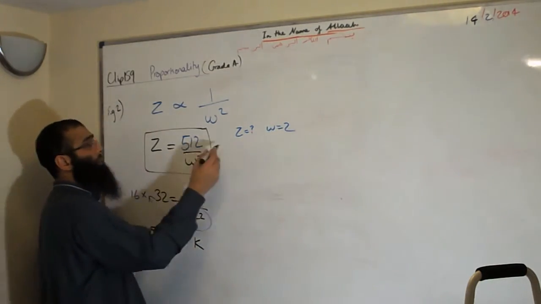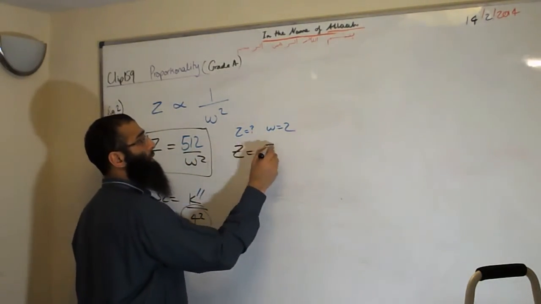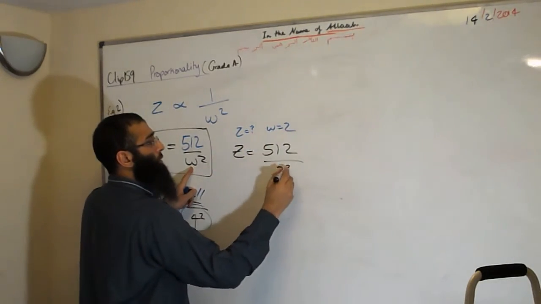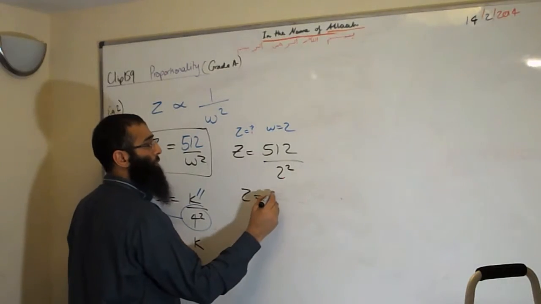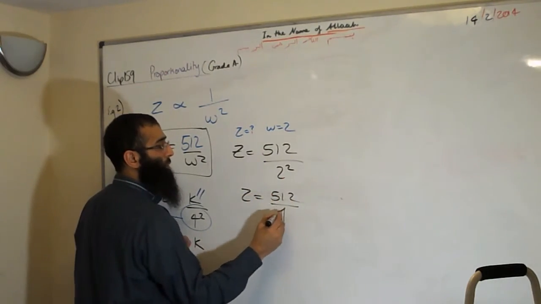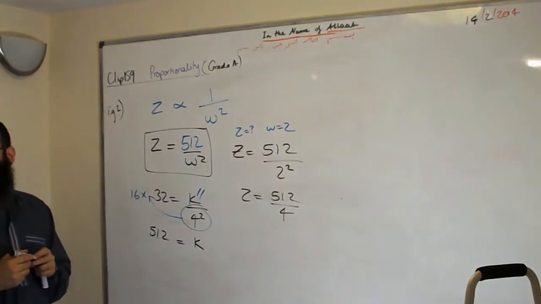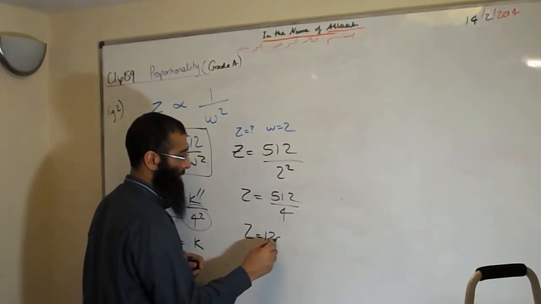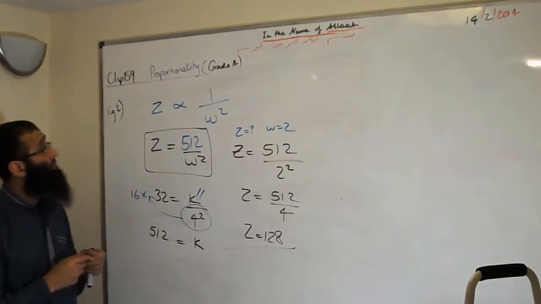Now let's write down the formula. So z is equal to 512 divided by w squared, so divided by 2 squared. So z is equal to 512 divided by 4. 512 divided by 4 is? 128. And that's the end of that question.